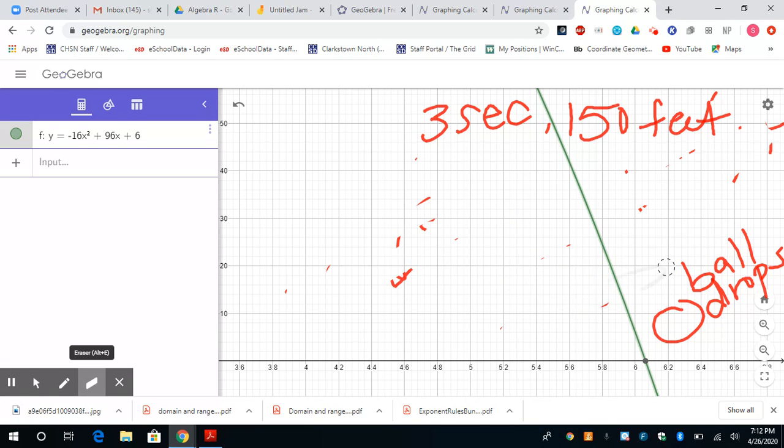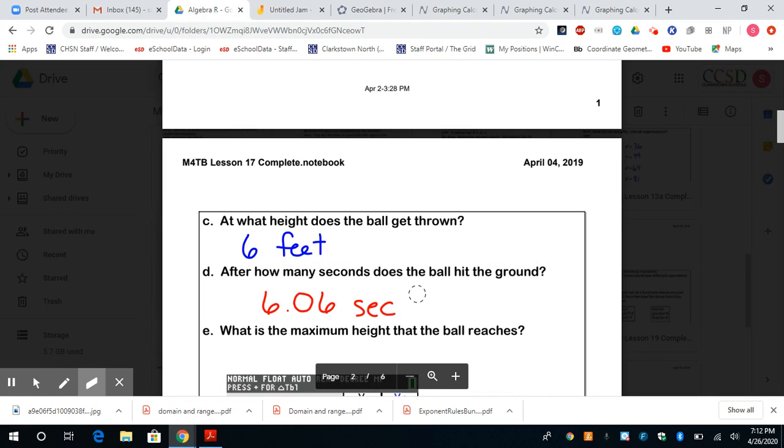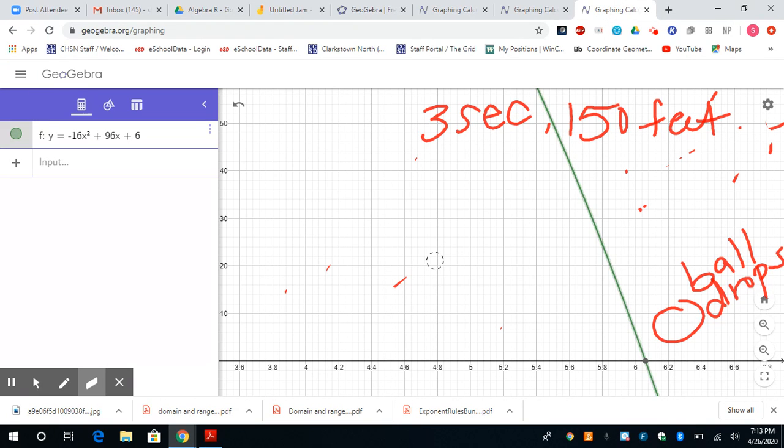So where does it land? Or in other words, after how many seconds does the ball hit the ground? We said 6.06. So remember, the ball's hitting the ground when that height is 0 again. So when that y value is 0, the time that's gone by is 6.06 seconds. And that's how long it takes for it to go back to the ground. Okay, so looking at the roots basically tells you a lot of things.